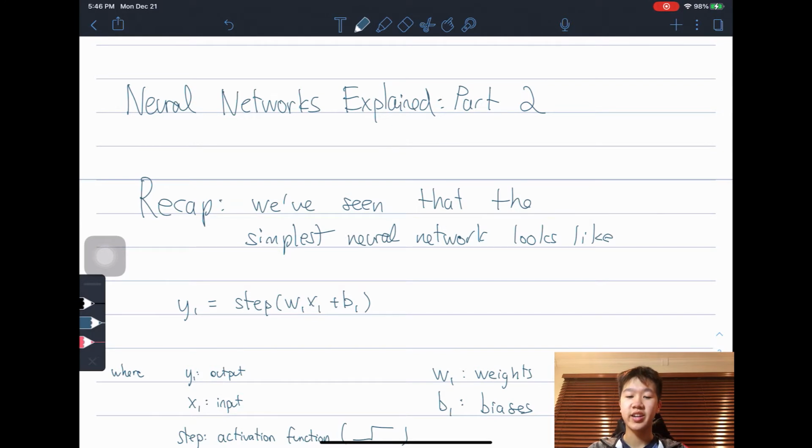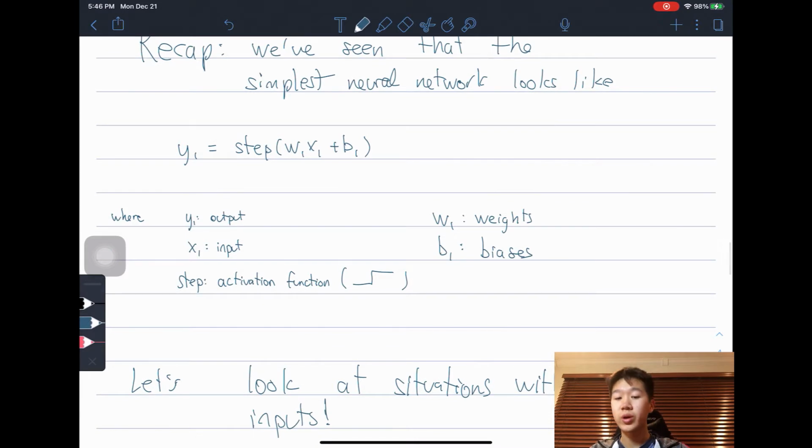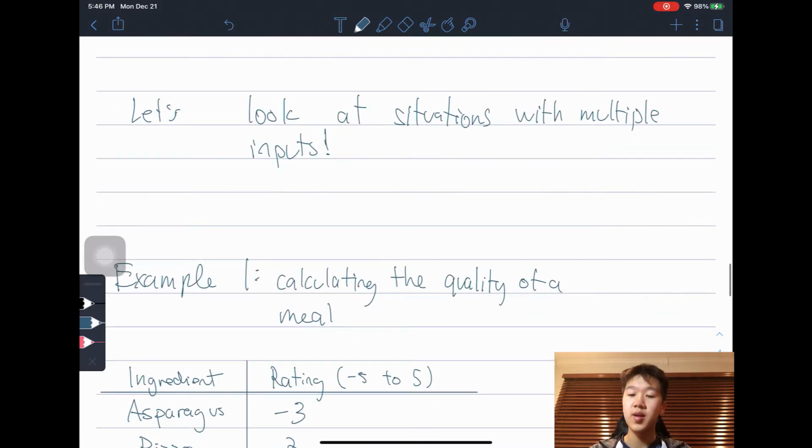As a recap, we have seen that the simplest neural network looks like the form y1 is equal to step of w1 x1 plus b1. So I'm just going to say what each term refers to. y1 is the output, x1 is the input, w1 is the weight, and b1 is the bias. Step is the step activation function, the function that looks like this. Now let's look at situations when you have multiple inputs.